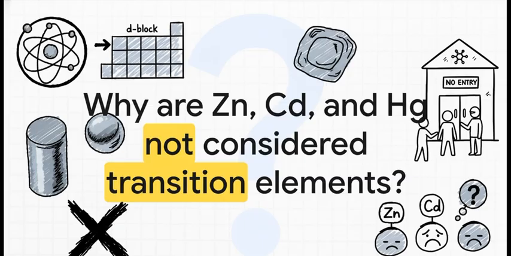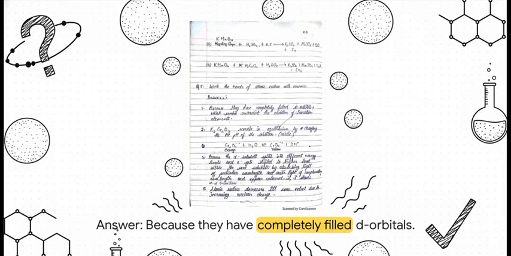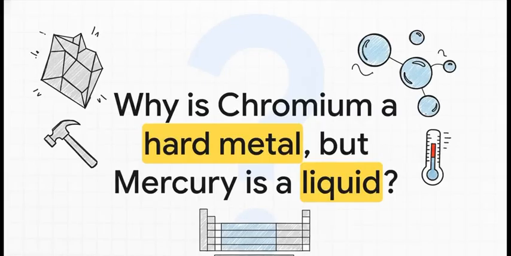So, why do zinc, cadmium, and mercury get kicked out of the official transition metal club? And the answer is, it all comes back to our number one rule. They have completely filled d orbitals. No partially filled d orbital means they just don't fit the definition. Simple as that.